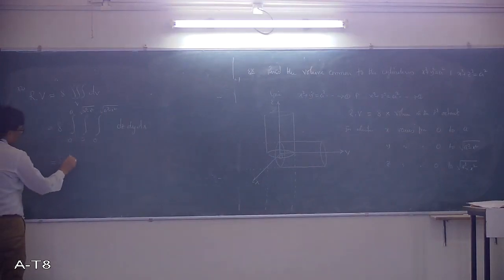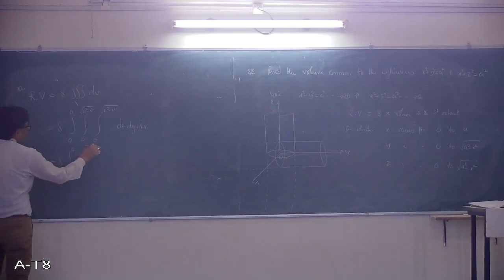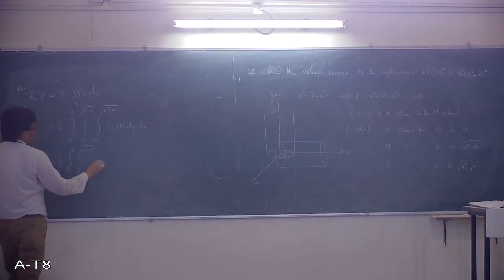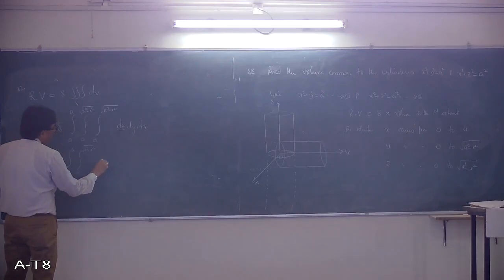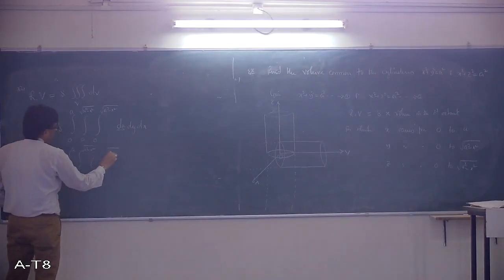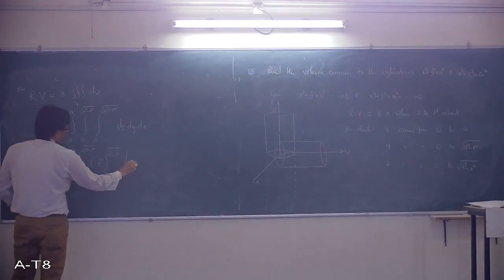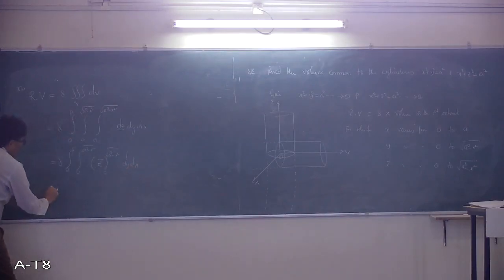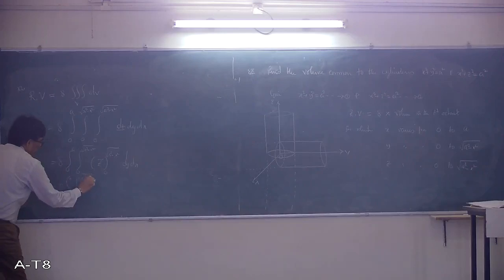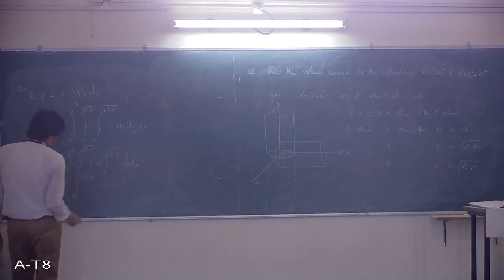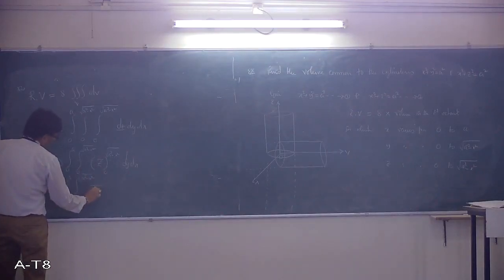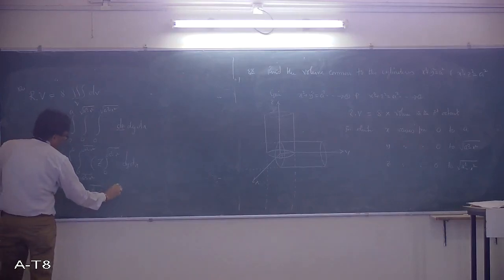This comes 8 times integral 0 to a, 0 to under root a square minus x square. First I will take the z integration. This comes root of a square minus x square dy dx. This is 8 times integral 0 to a, 0 to root of a square minus x square, and this term comes as under root a square minus x square dy dx.